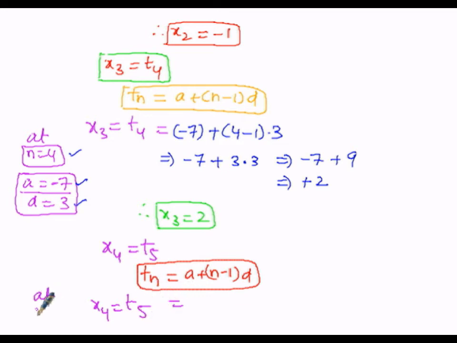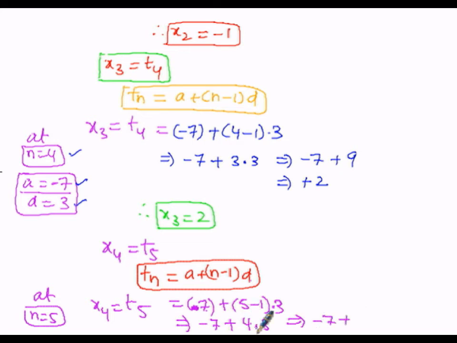So at n equals 5, when n is replaced by 5, on the right-hand side the value of a, minus 7, must be written within the brackets, plus (5 minus 1) into d. Here d is 3. So minus 7 must be written as it is, plus 5 minus 1 is 4, multiplied with 3. So that implies minus 7 plus 4 threes is 12. Minus of plus is minus. Let us subtract, greater minus least: 12 minus 7 is 5.